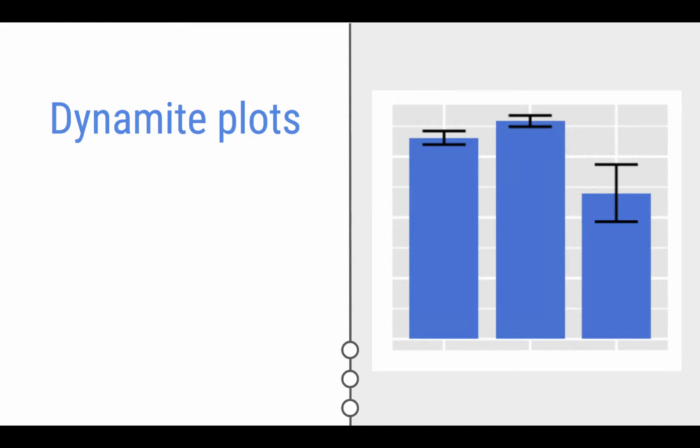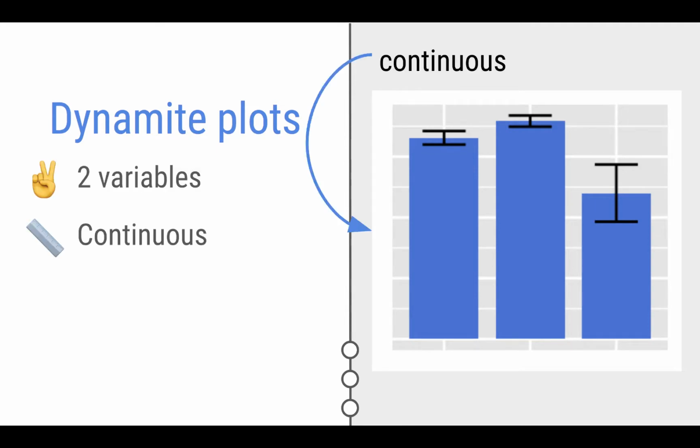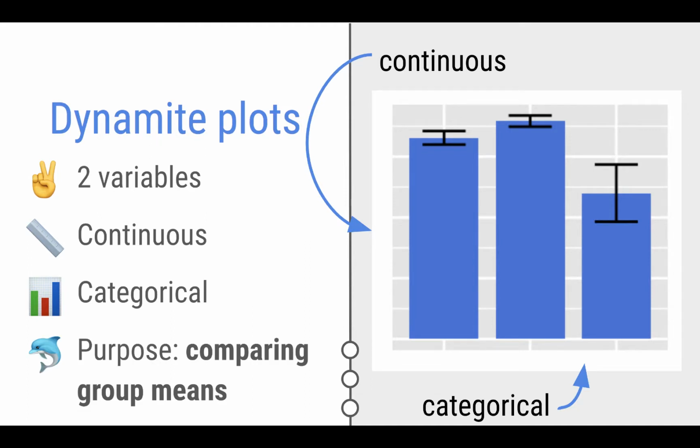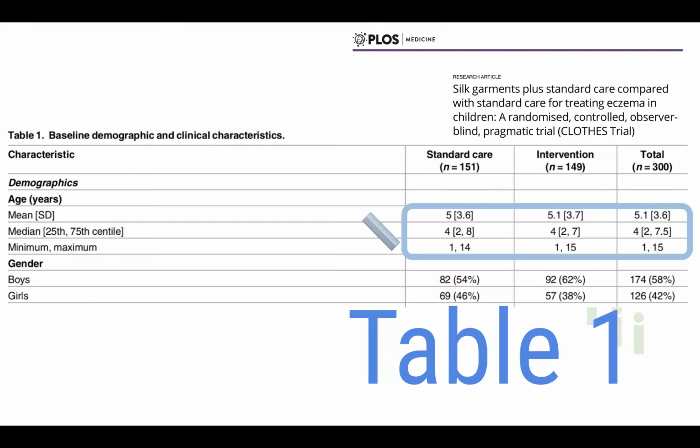So here's an example of a dynamite plot, and these plots are most typically seen in basic science papers, but they're seen kind of throughout. A dynamite plot typically shows the relationship between two variables, a continuous variable that has values along the vertical or y-axis, and a categorical variable that has values along the horizontal or x-axis. And the main purpose of a dynamite plot is often to compare group means.